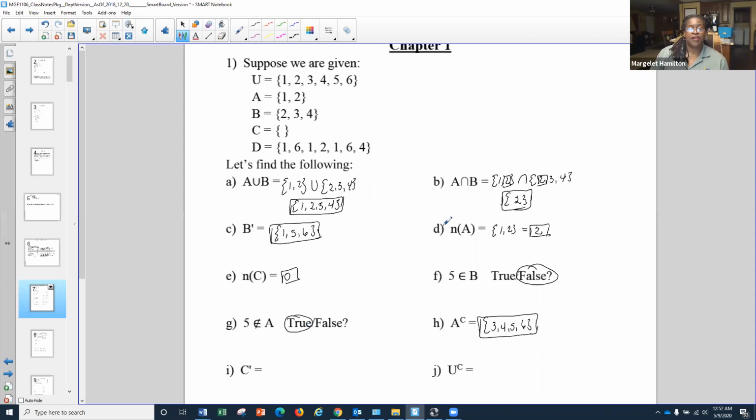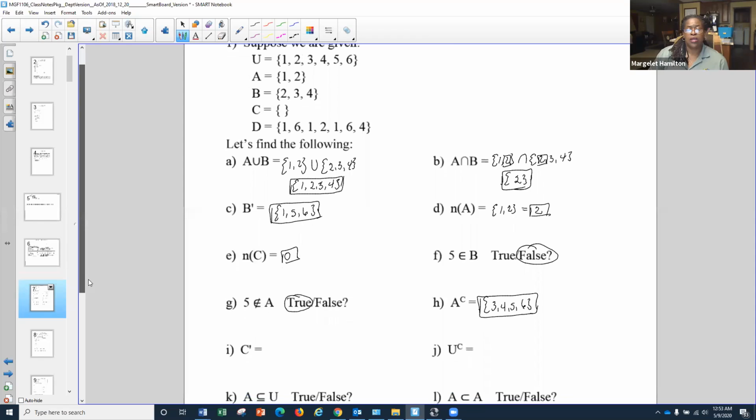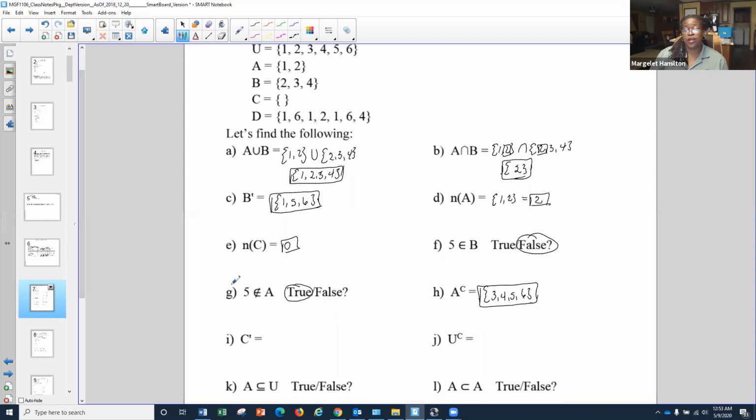All right, then we have the cardinality, the complement of C. Well, C has nothing in it. It's empty, right? So what would not be in C? Based on the universal set, it'd be everything, right? You agree with that? Yeah. So in our set, we would have 1, 2, 3, 4, 5, 6. And then you close it up.